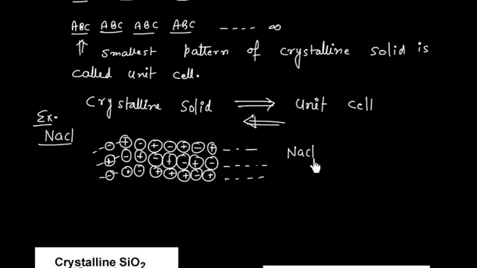So NaCl is a three-dimensional crystalline solid.